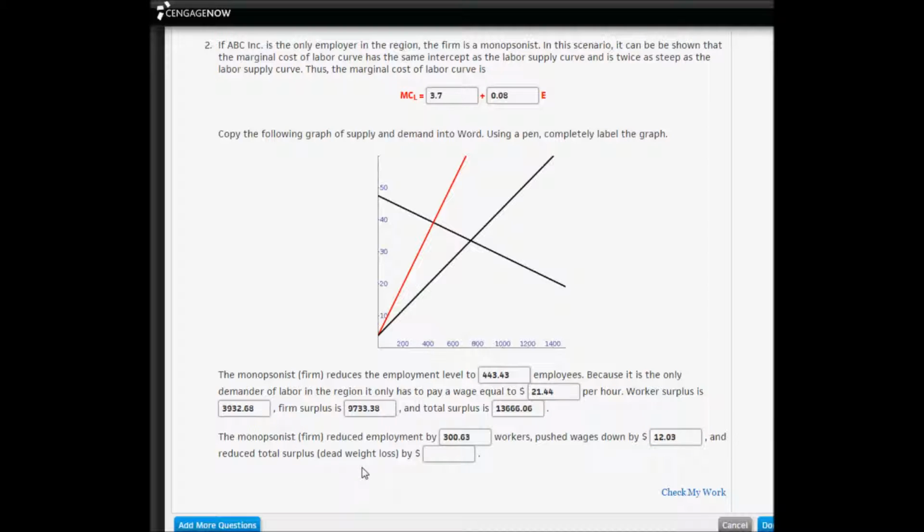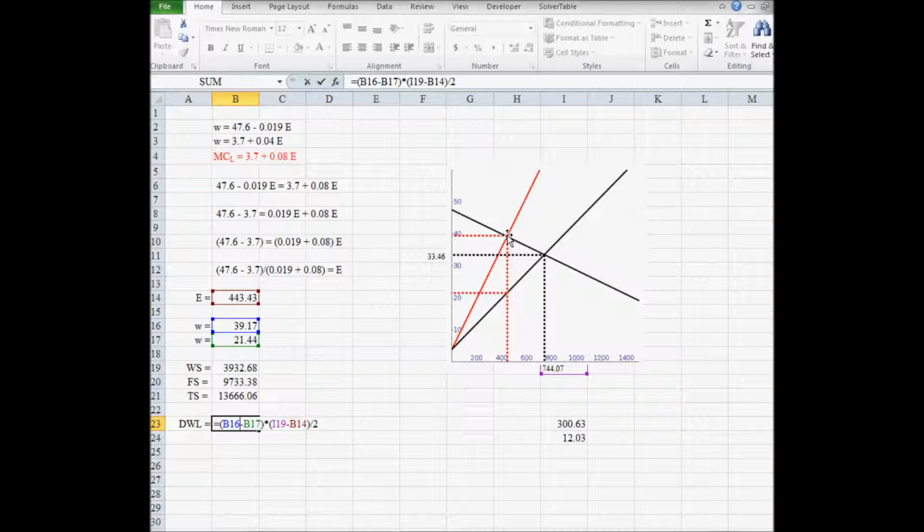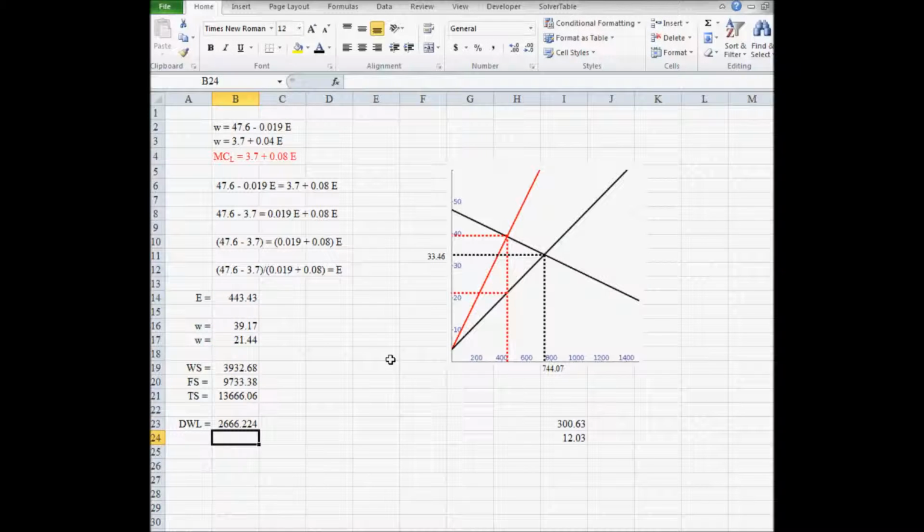The reduction in total surplus is the deadweight loss. Deadweight loss is the area of this triangle here. The height of the triangle is the difference between these two wages. The width of the triangle is the difference between the employment level in a competitive market and the employment level in a monopsonist market. So this right here is the difference in the two wages here and here. This is the difference in the employment levels, competitive and monopsonist. And we divide that by 2 to get the area of the triangle. So the deadweight loss is 2,666.224. Or to 2 decimals, 2,666.22.